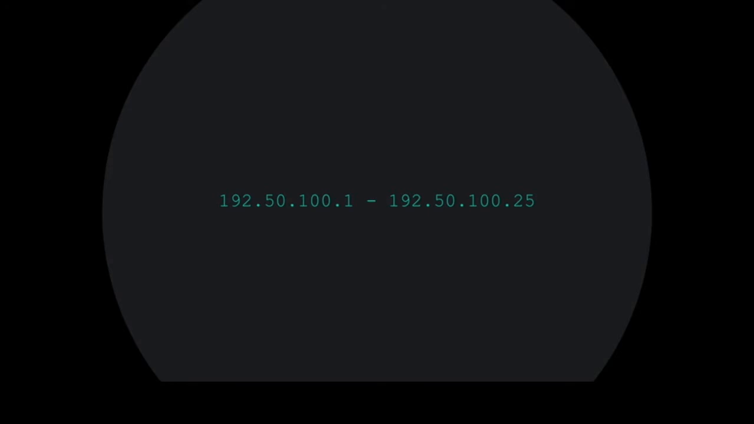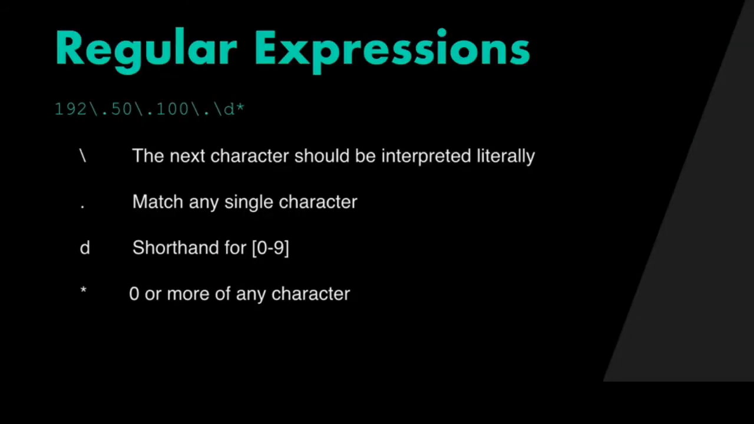Let's say, for example, that our office had the following IP address range, and we wanted to exclude this range from ever capturing data in Google Analytics. We would write regex, which would look like this. And here's how this breaks down. When we see the slash, this means that the character that comes after that slash needs to be interpreted literally.